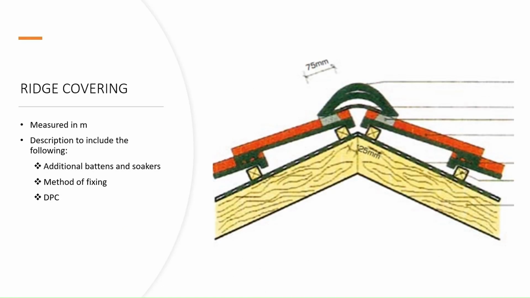Alright, so the next item that we will be measuring is the ridge covering, and basically the ridge runs horizontally at the top of the building, right? And as per the standard system, this is measured in meters, and the description is to include the following: additional battens and soakers, number 2, the method of fixing, and lastly the DPC, which would obviously go here.